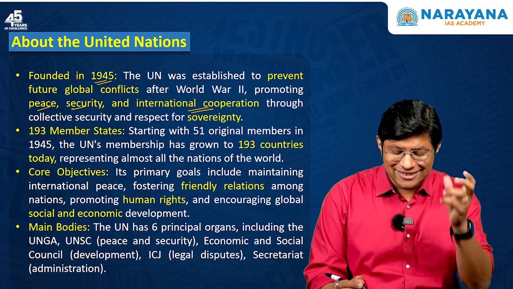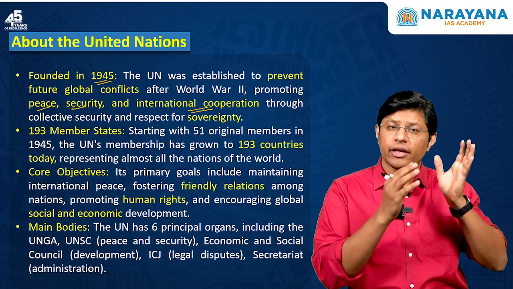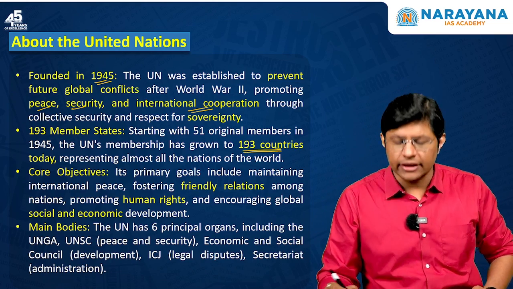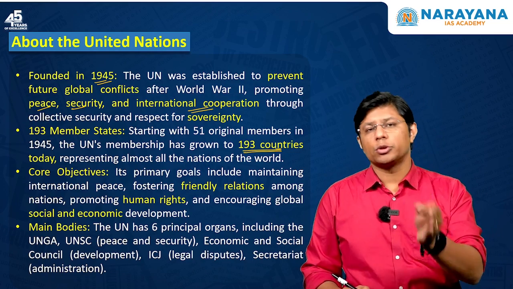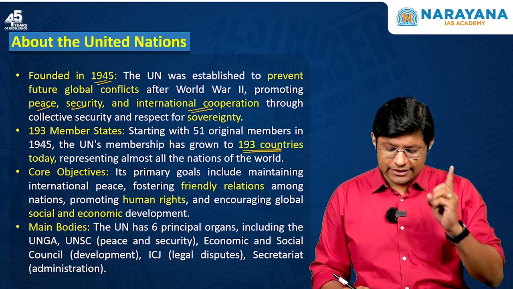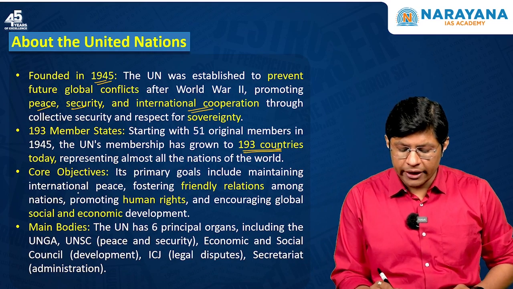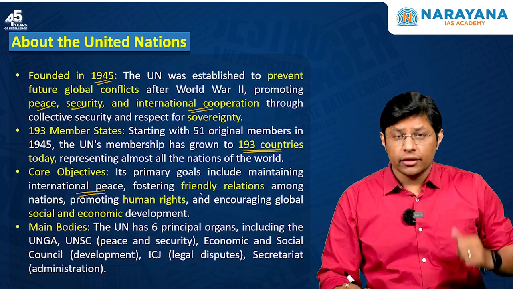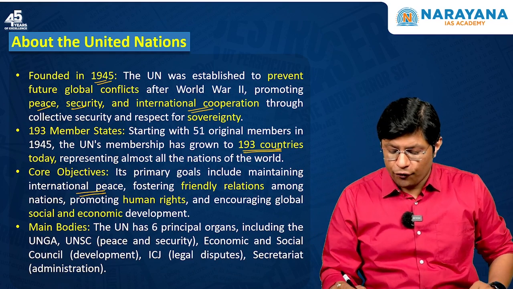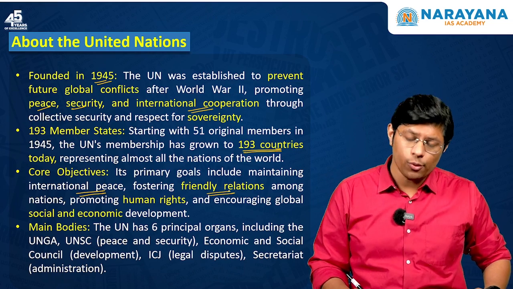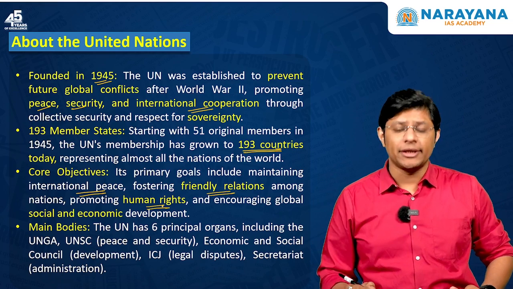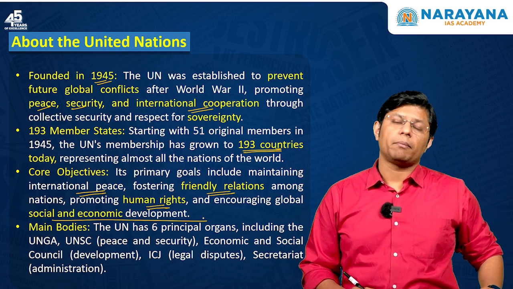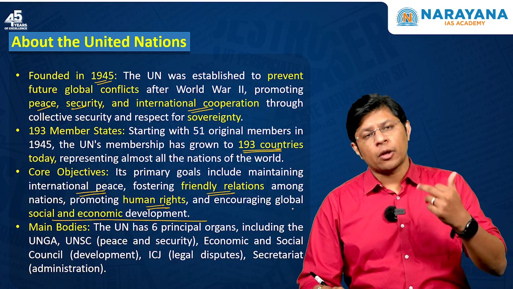Initially, the United Nations started with 51 countries. 51 countries were members of the United Nations, but now it has 193 countries, which means it represents almost all the nations. Next, the objective is to maintain international peace. There should be peace throughout the world, and the United Nations tries to develop friendly relations among the nations. How? By promoting human rights and encouraging social and economic development, which means overall development of the people of the world.